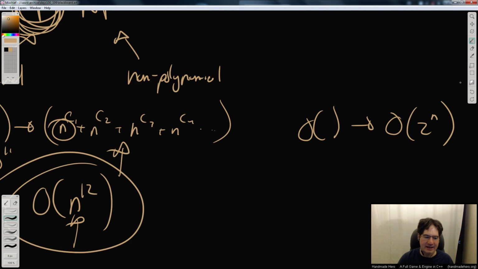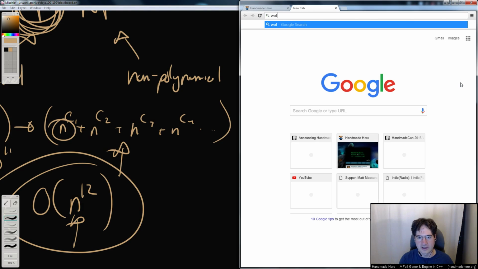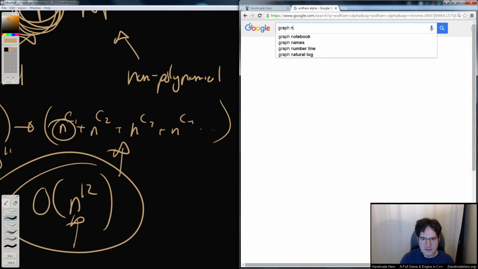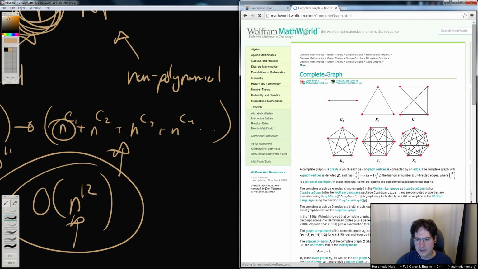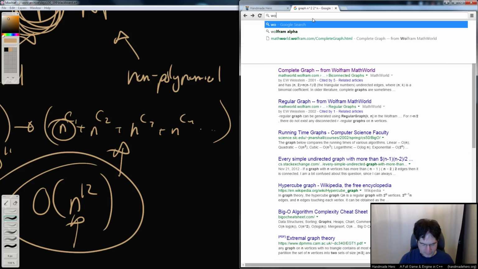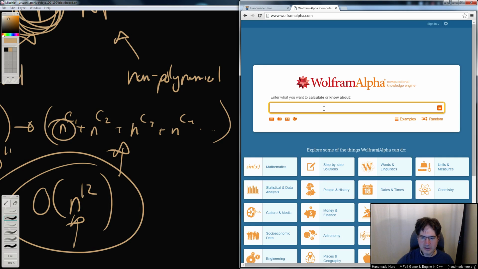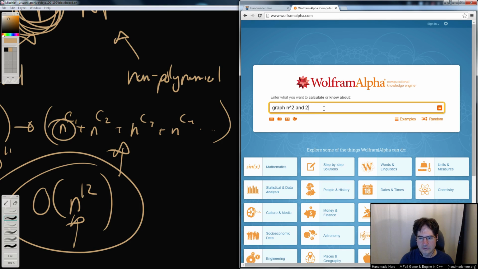Now, obviously, the difference is pretty drastic. I don't know if Wolfram Alpha can help us out here with a handy little graph. Can Google graph something? Graph n squared and 2 to the n? I don't know how to get a good graph. Let's try Wolfram Alpha. How are you going to do, knowledge engine? Can you please graph n squared and 2 to the n for me?